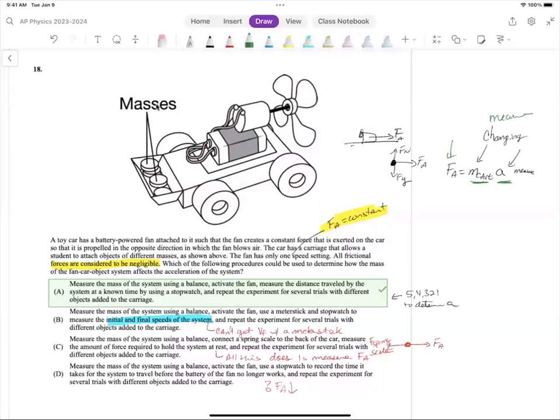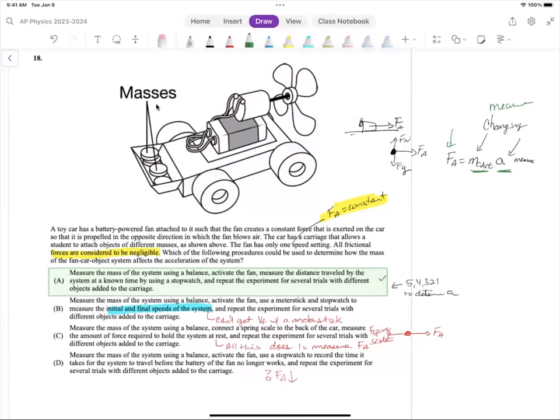C, measure the mass, connect a spring scale to the back of the car, and measure the amount of force required to hold the system at rest. So if you drew a picture of that and you drew a free body diagram, you got the force applied from the fan to the right, and the spring scale would be attached to something and holding it in place, which allows you to determine how much force applied is. So you're really only measuring force applied. It has nothing to do with mass, because it's not accelerating, so it's 0, so they have to equal one another. So that doesn't help you.